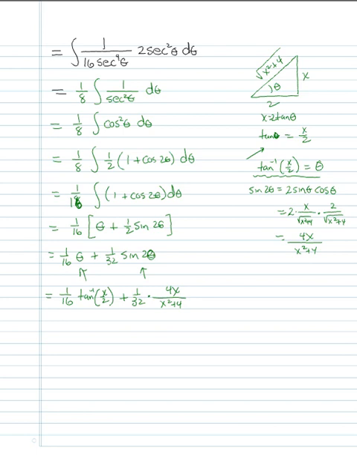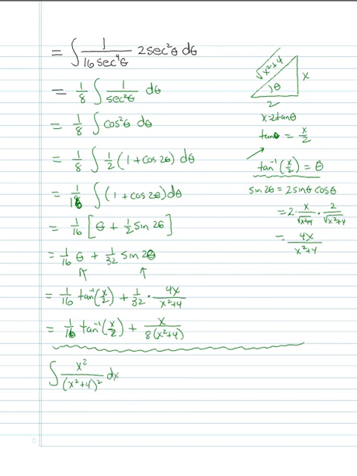And I suppose we can clean that up a little bit more. We have a 1/16 times the inverse tangent of x over 2, plus we have a 4 over 32, which is 1/8, isn't it? So this is an x over 8 times x squared plus 4. Now, let's not forget what we were doing. We were integrating x squared over x squared plus 4, the quantity squared, with respect to x.